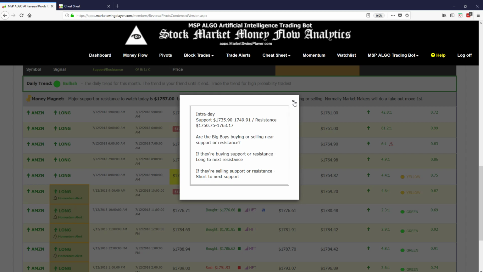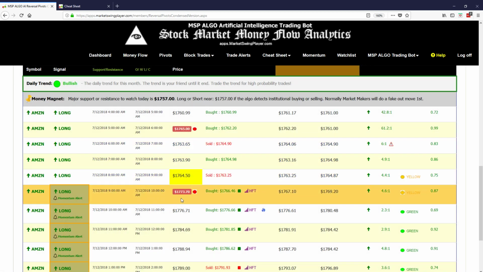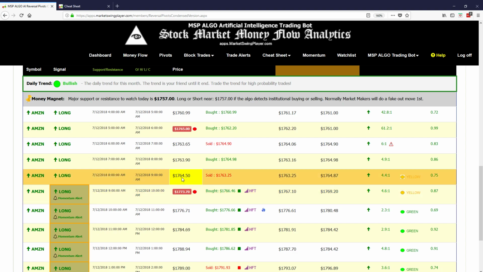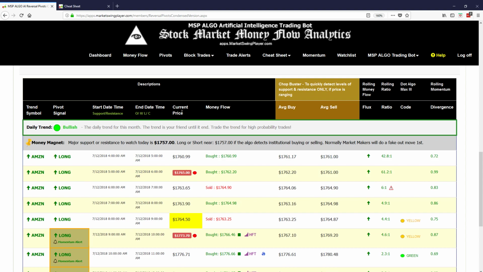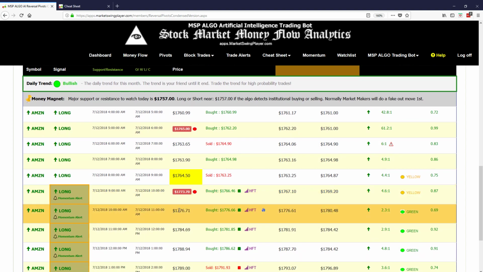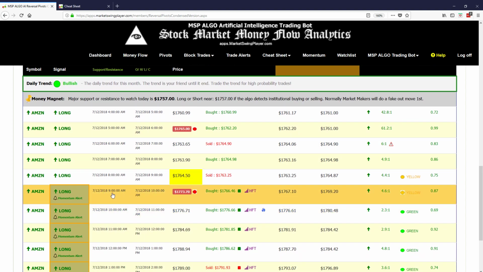So I need to see where price is at. I notice price is near 1773. This is the current price column. We could see that the market opened up. I finally got it. I'm looking at the hourly, and I haven't taken a trade. I'm reading the 9 o'clock to 10 o'clock. I finally got my momentum alert, and I'm starting to get some more information.